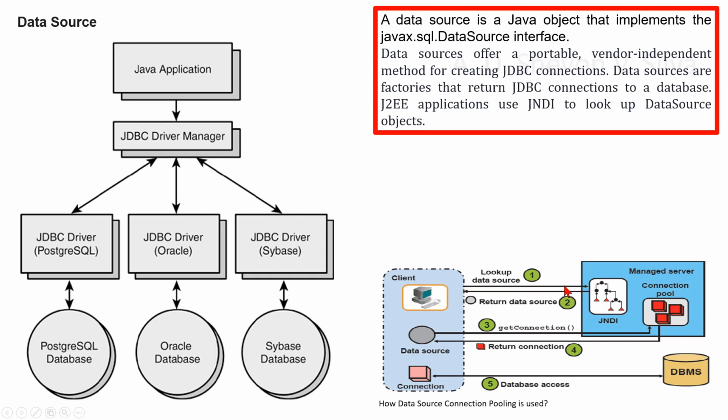is connected to the managed server via lookup data source. Here the client is connected to JNDI via lookup data source, and JNDI returns the data source to the client, step 2. Step 3, the data source is connected to the connection pool via the get connection method. Step 4, the connection pool returns the connection to the data source. And step 5, the connection interacts with the DBMS.